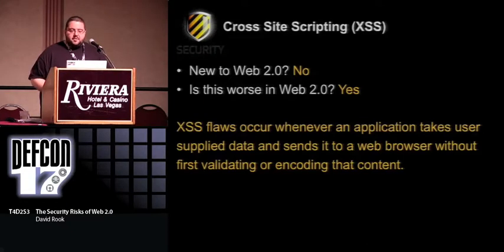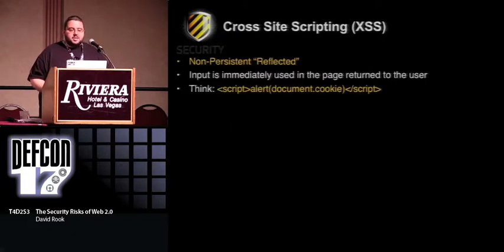I think by now everyone knows that it's not a new vulnerability, but it certainly has the potential to be worse in Web 2.0. These flaws occur whenever an application takes externally supplied input and uses that as an output into the browser. And there are three main types of cross-site scripting. What I've done on these 3 points is I've got just a line about the vulnerability and an example of a bit of attack code there.